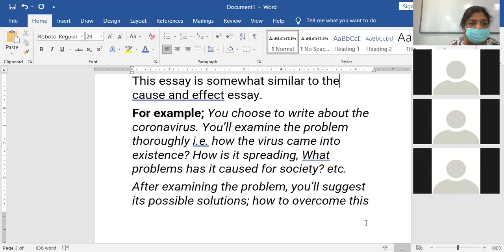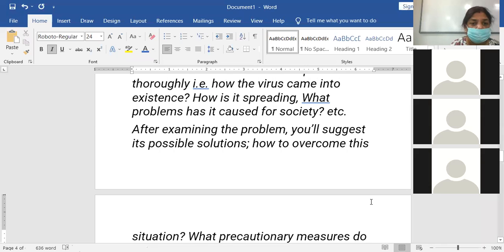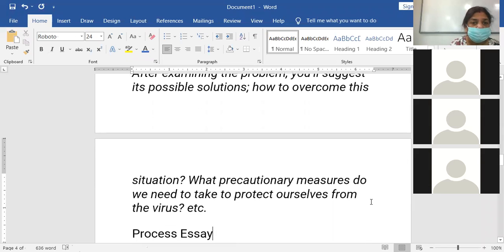So you choose to write about the coronavirus. You will examine the problem thoroughly. That is, how the virus came into existence, how it is spreading, what problems has it caused for society, etc. And after that, you will suggest the possible solution. This can be used for cause and effect also, and for problem solution also. So how to overcome this situation? What precautionary measures do we need to take to protect ourselves from the virus, etc.